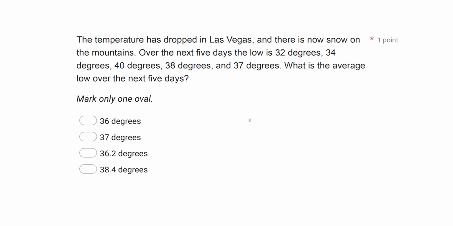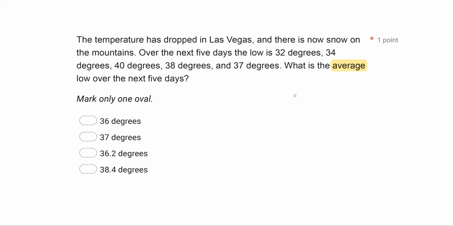The temperature has dropped in Las Vegas, and there is now snow on the mountains. Over the next 5 days, the low is 32 degrees, 34 degrees, 40 degrees, 38 degrees, and 37 degrees. What is the average low over the next 5 days? Now, you might look at this and say, why do we care? What does this have to do with my job as an RBT? Well, as an RBT, you need to do basic averages and basic totals. All you're doing is collecting data, and then we need to analyze that data. A lot of times, we're going to look at averages to help us analyze that data. So you need to understand how to find the average, or the mean, of data.